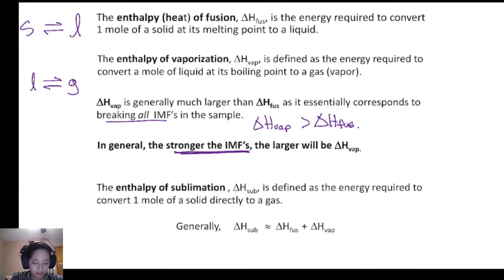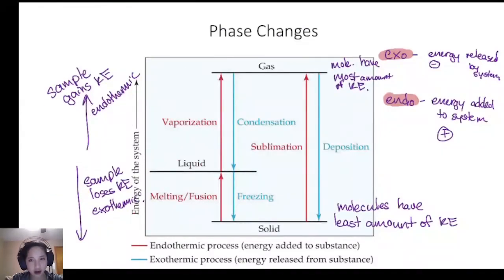To become a gas. And then finally, the last point, the enthalpy of sublimation, defined as the energy required to convert 1 mole of solid to 1 mole of gas. Solid going to gas. Said one thing, wrote another. And usually your delta H of sublimation is just the addition of your fusion and vaporization enthalpies, as shown by this graph.